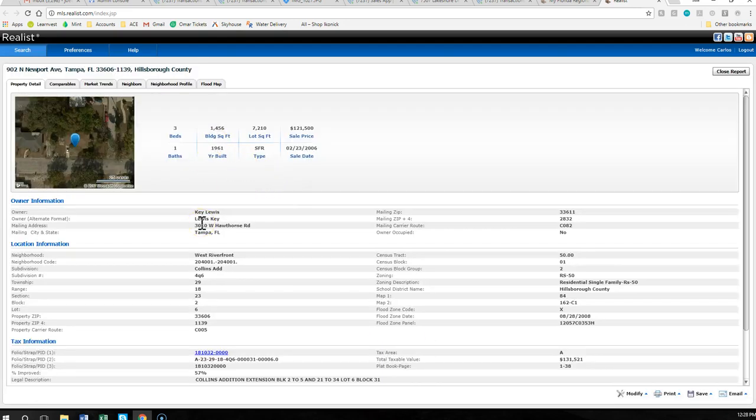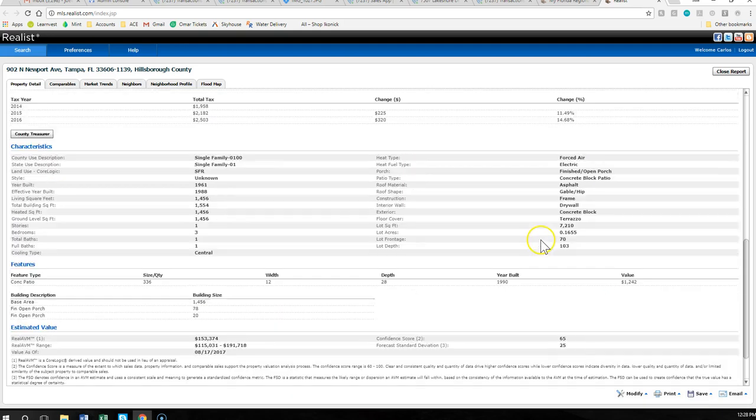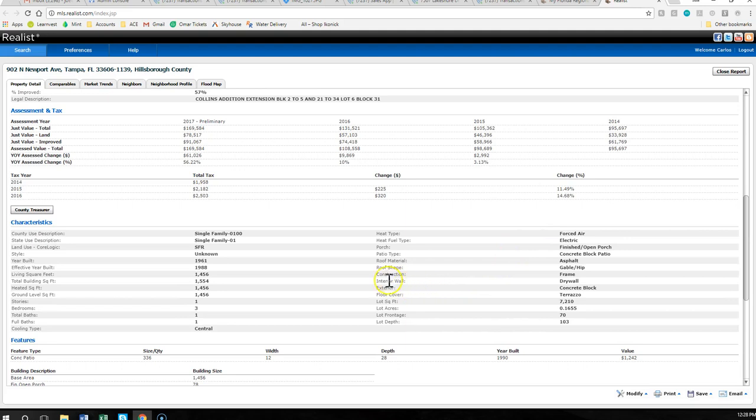Okay, this is just for us to get the specs of the property. What you see right here is 3/1, 1,456 square feet. This is RS50 zoning. I'm just going over key things to know. And then if you scroll down, you can see the construction is frame. So a couple things to note about the tax record. Sometimes it's not 100% accurate. I don't know the reasons for that, but it's often not accurate.